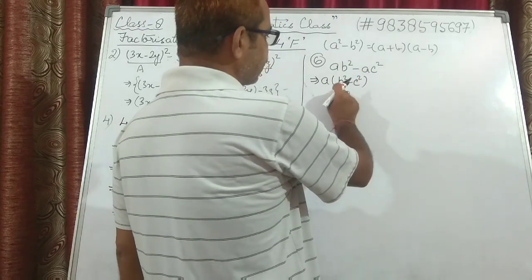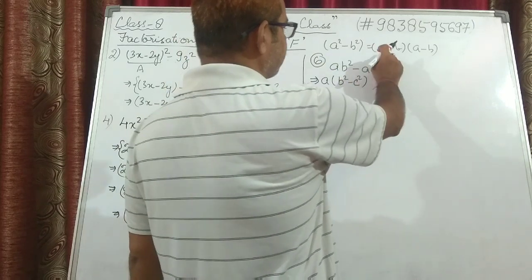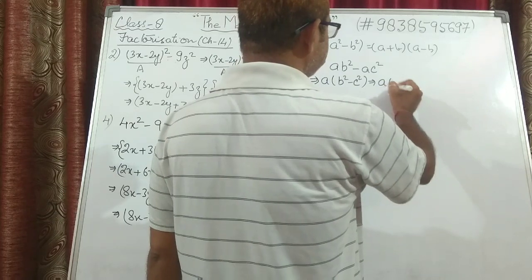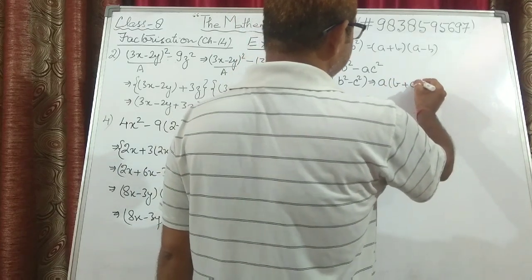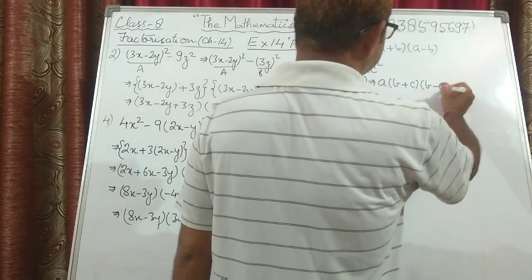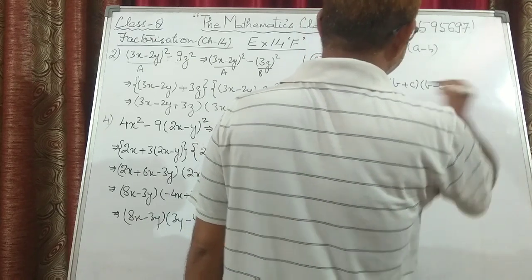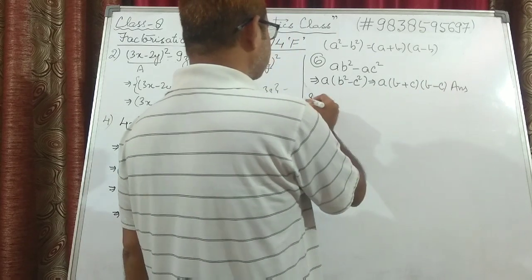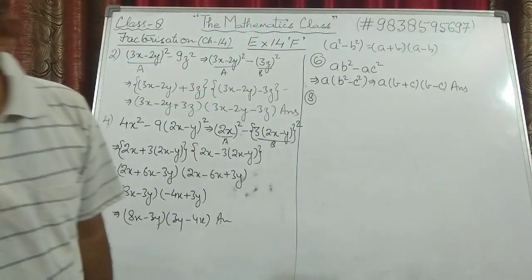Now simply b square minus c square can be written in the form of b plus c and b minus c. So it becomes a times b plus c and b minus c. That is the final value. A square minus b square is a plus b and a minus b. So like that.